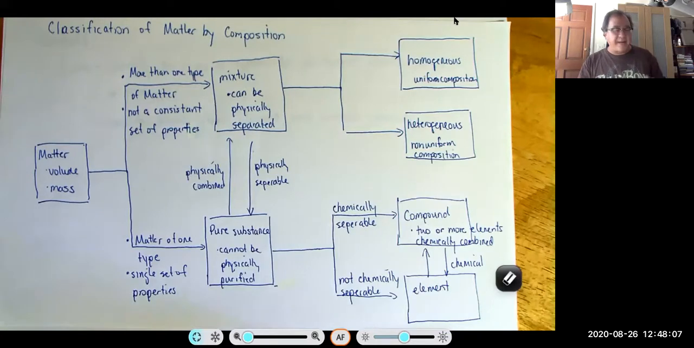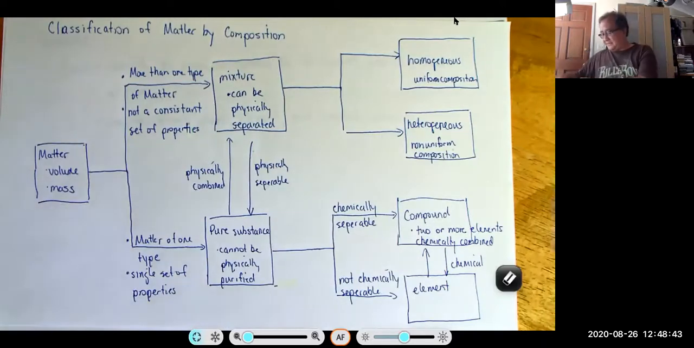So what are the types of chemical separations you could do? These I don't have written down, but you may want to write them down. One type of chemical separation is electrolysis. So you could run electricity through the sample. And what that often does is it allows you to separate two different elements from a compound. You can also do other things like oxidation. You can do acid-base reactions, precipitation. So there are a few ways to chemically separate things. All right, so that's classification of matter by composition.